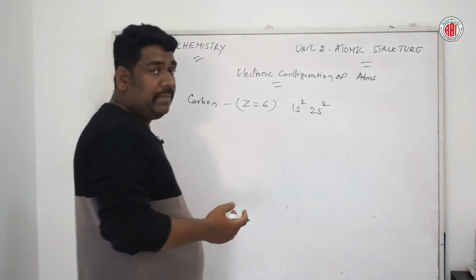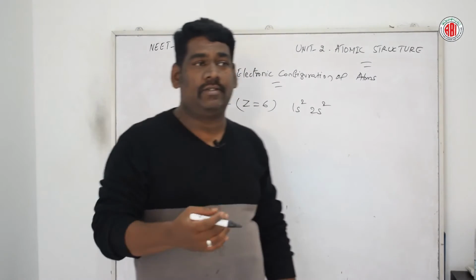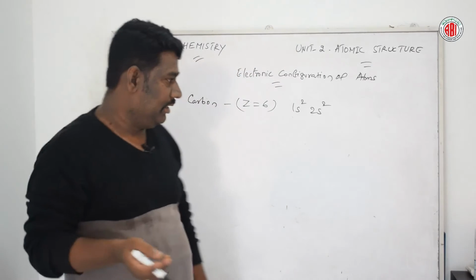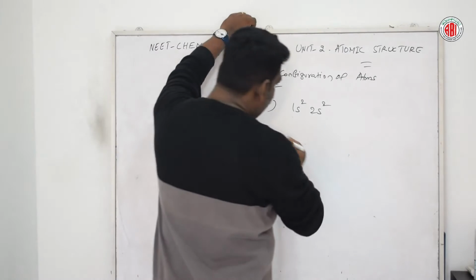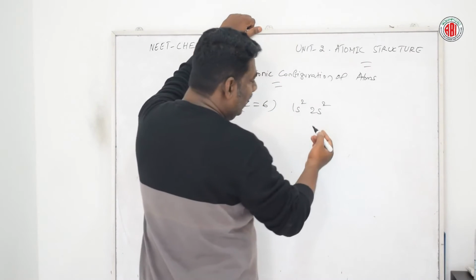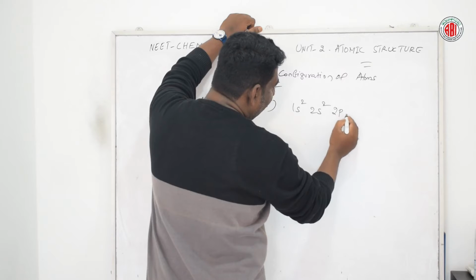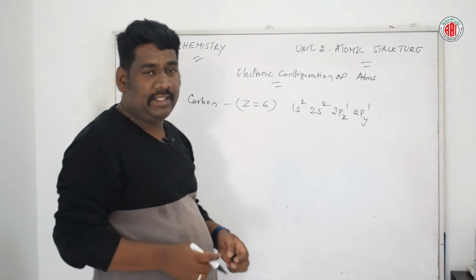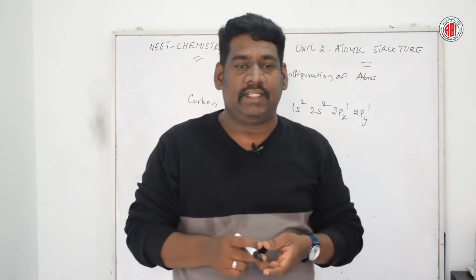Okay, that is not correct, the total number of electrons should not be filled in 2p of x. So that is wrong. So how can we fill the remaining 2 electrons? Like 2px1 and 2py1. In that manner we can fill the remaining electrons.